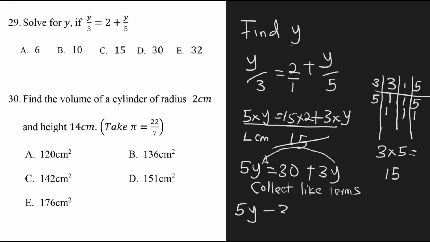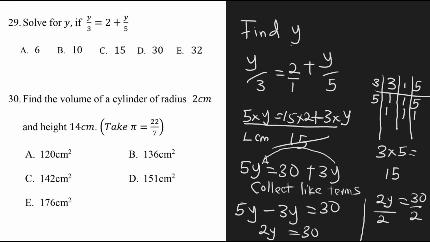So 5y minus 3y is equal to 30. 5y minus 3y, that's 5 goats minus 3 goats. You're going to have what? Of course, 2 goats. So 2y is equal to 30. And remember, we said that whenever you have a coefficient with an alphabet, if you want to find the alphabet, you divide by the coefficient. So we have 2y equals 30. We divide both sides by 2. These two will cancel, and 30 divided by 2 is 15. So our y now is equal to 15. So our answer is option C.